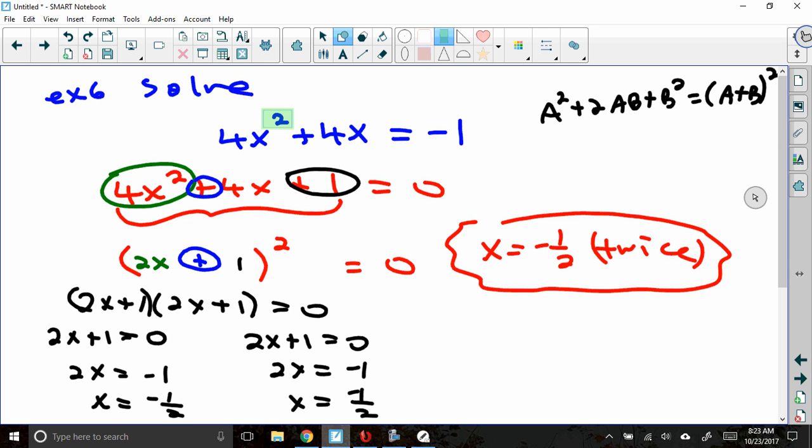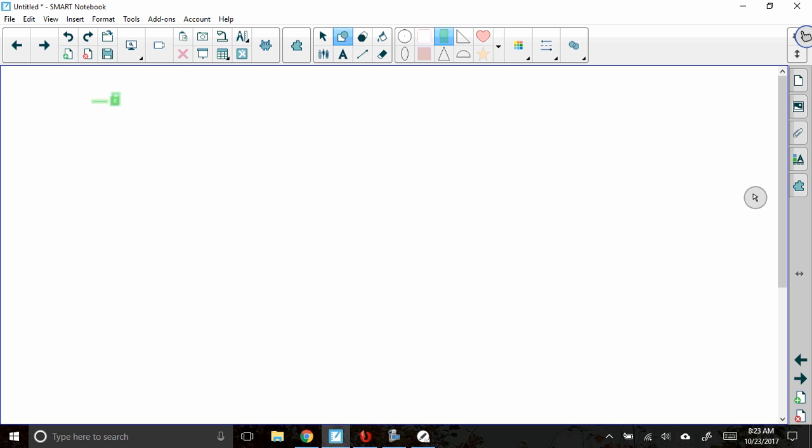So there's just one final thing I want to look at. You should have time at the end, I hope, to get started on these. That way there won't be much homework tonight. You should be able to finish a lot of this in class. The last one, here we go. Example 7. Solve.